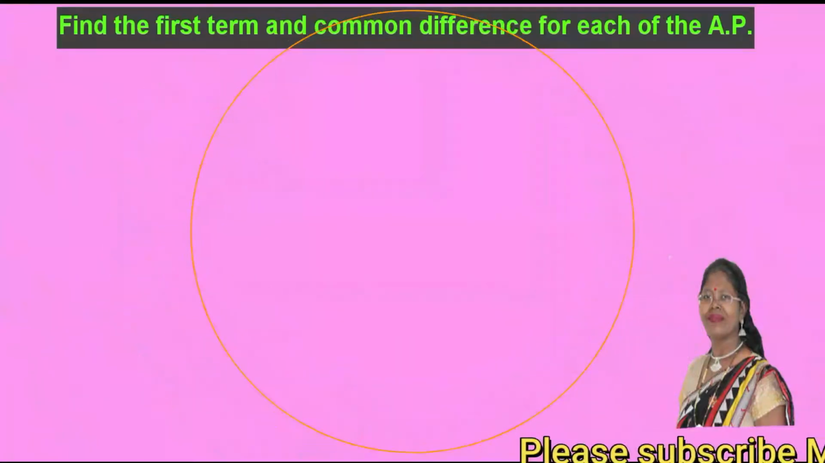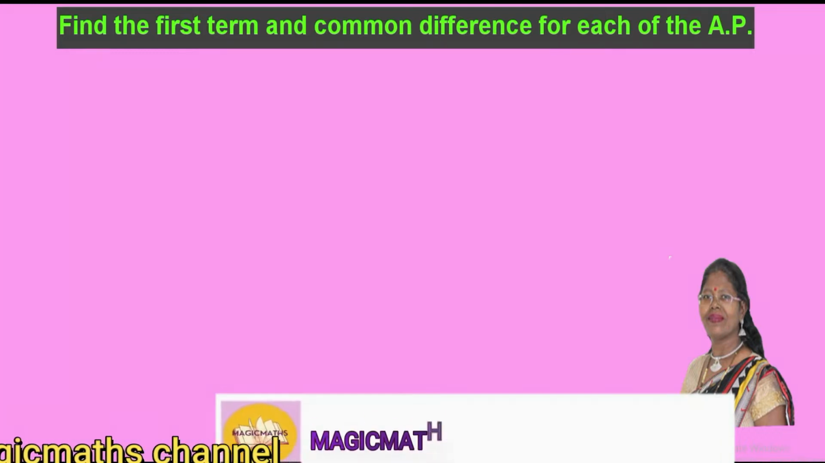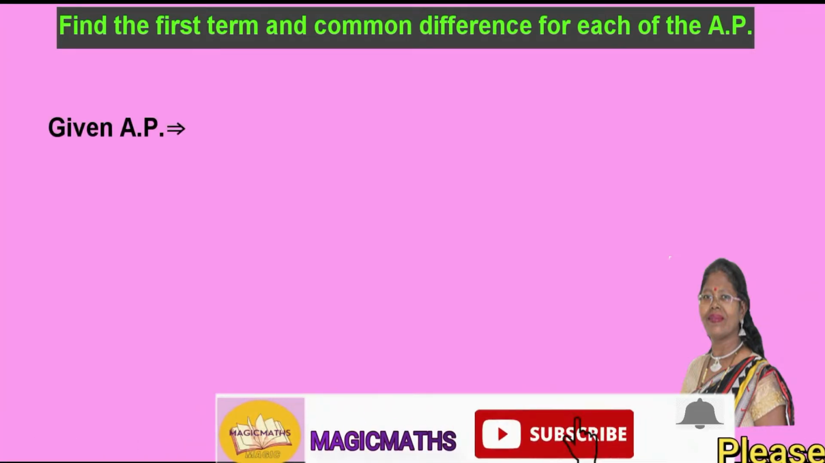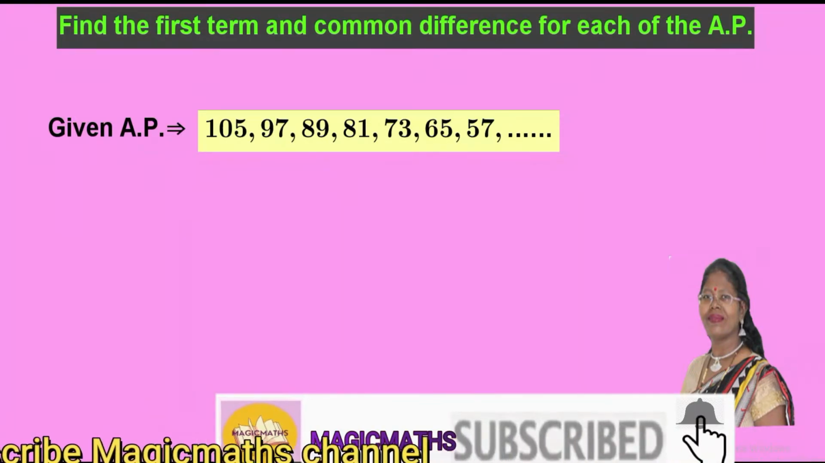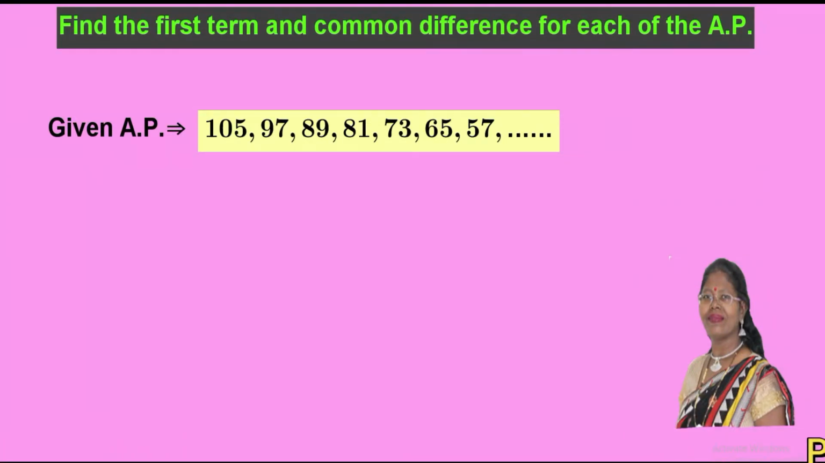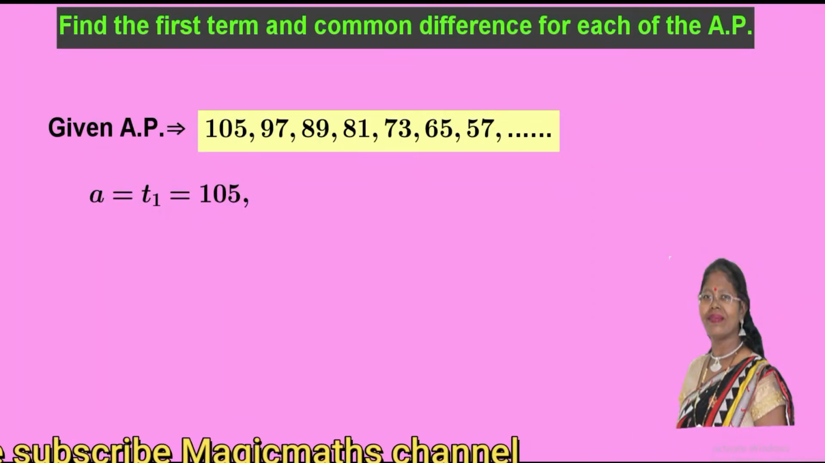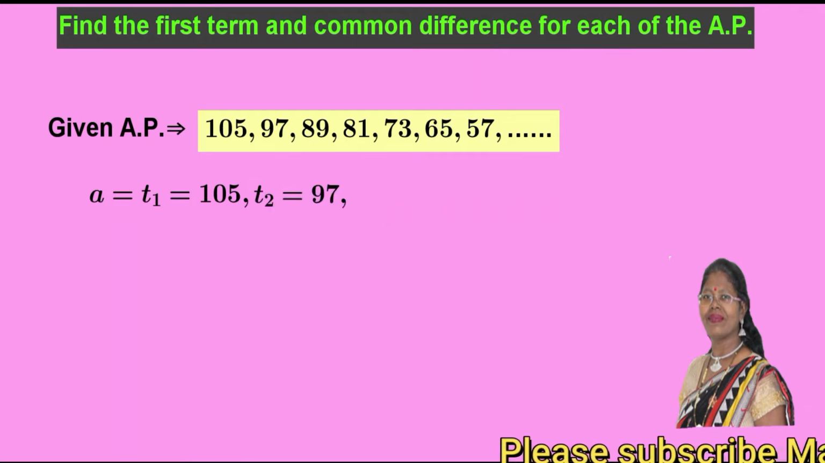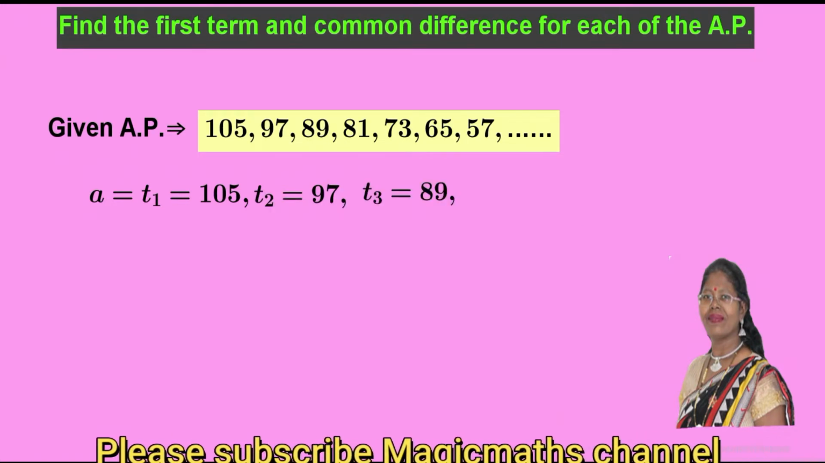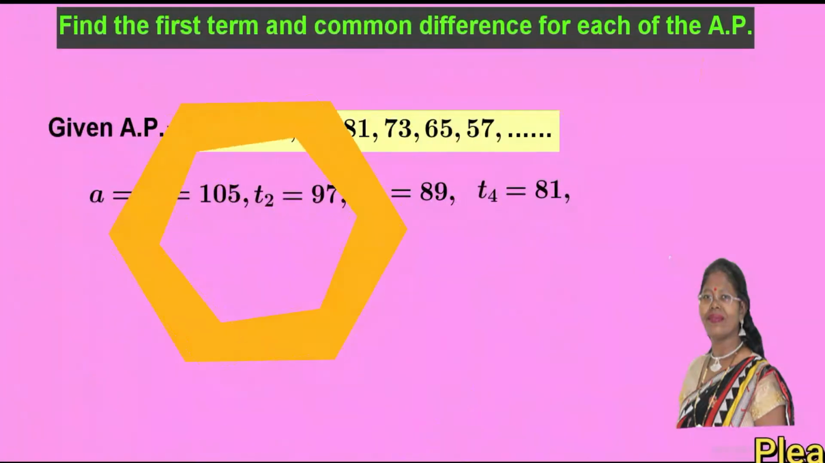Thank you. Today we are going to find the first term and common difference for each of the APs. The given AP is 105, 97, 89, 81, 73, 65, 57, and so on. Therefore, A is equal to T1 is equal to 105, which means the first term is 105. Second term T2 is equal to 97. Third term T3 is equal to 89. And T4 is equal to 81.